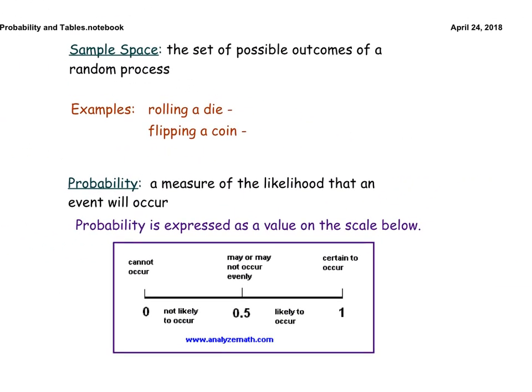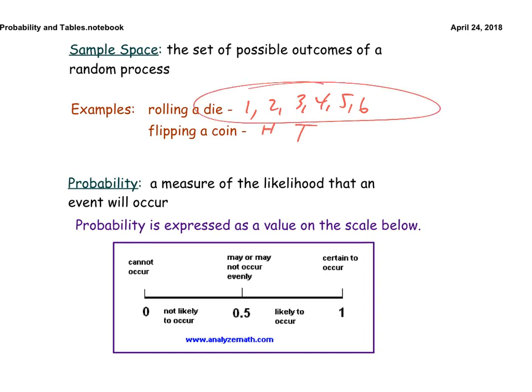All right, next up, sample space. That's all the things that could happen. So for instance, rolling a die, a 1 could happen, or a 2, or a 3, or a 4, or a 5, or a 6. And flipping a coin, you could get a heads, or you could get a tails. This is the sample space. It's basically a list of everything that could happen.